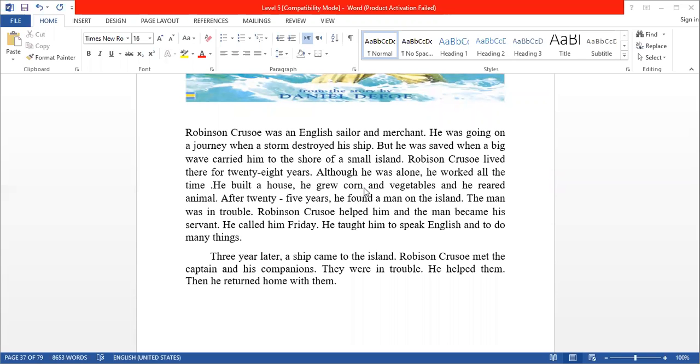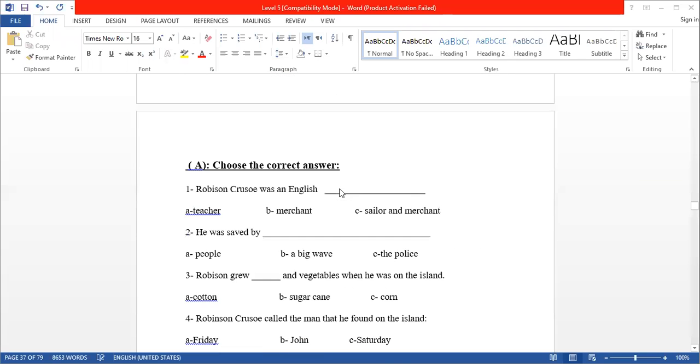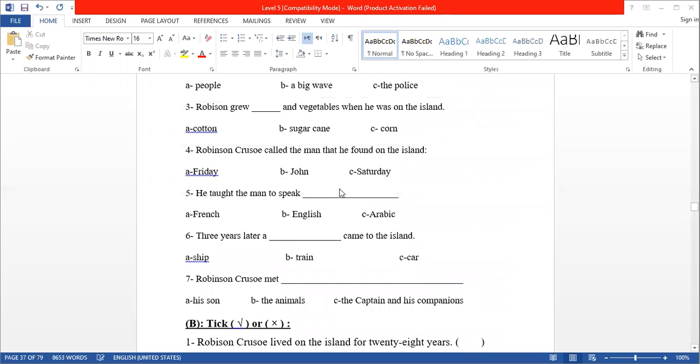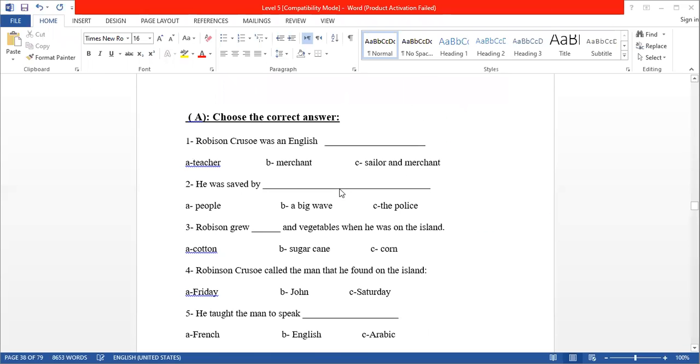We have questions here. You are going to choose the correct answer. Robinson Crusoe was an English. Here we have 3 options: teacher, merchant, sailor and merchant. Which one is correct? Sailor and merchant. He was saved by a big wave. A big wave carried him to the shore of a small island.